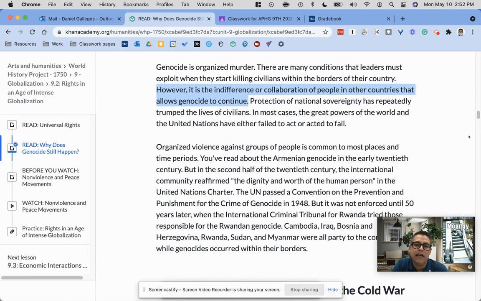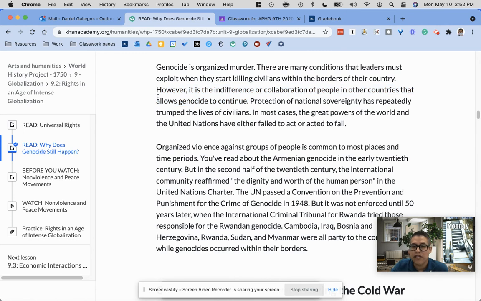The authors say that it's the indifference and the collaboration that other countries have towards that genocide that allows it to happen. In this article, they're actually going to show you how the US had that kind of indifference towards 2 different places, towards Cambodia and Rwanda, and how that's why in those 2 places genocide happened.